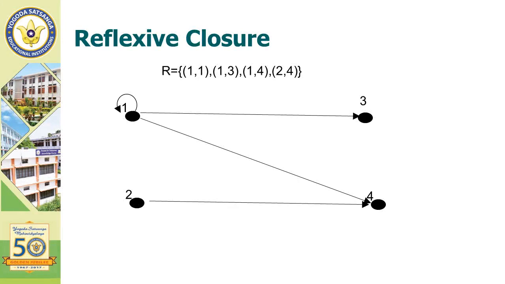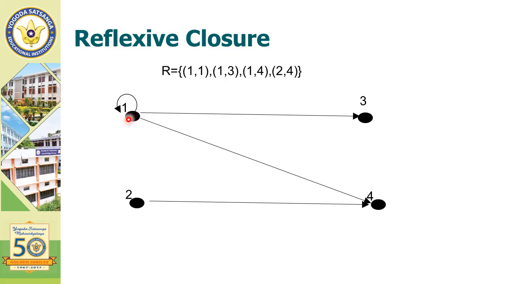In this lecture, I will discuss closure of relations. First, we discuss reflexive closure. Reflexive closure means that every node has a loop.